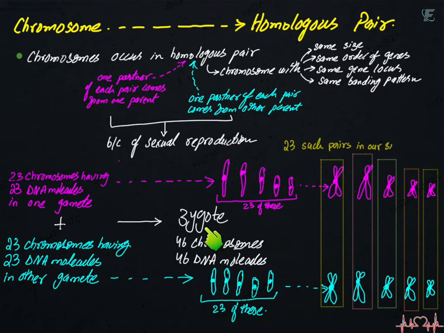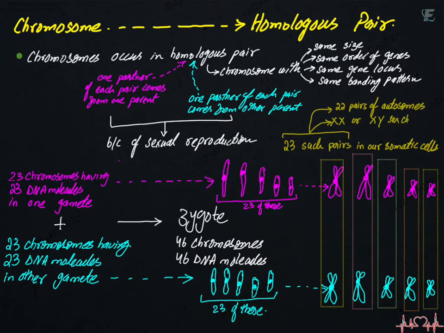When this cell grows, eventually it will start to divide as well, so that this zygote can form 2 cells and then 4 cells. It continues division by mitosis. So these are the pairs of chromosomes, homologous pairs. One chromosome for the other, one chromosome for the other, and so on and so forth. So how many pairs do we have? We have 23 such pairs in our somatic cells, and 22 pairs are of autosomes, and the 23rd is XX or XY, the sex chromosome.